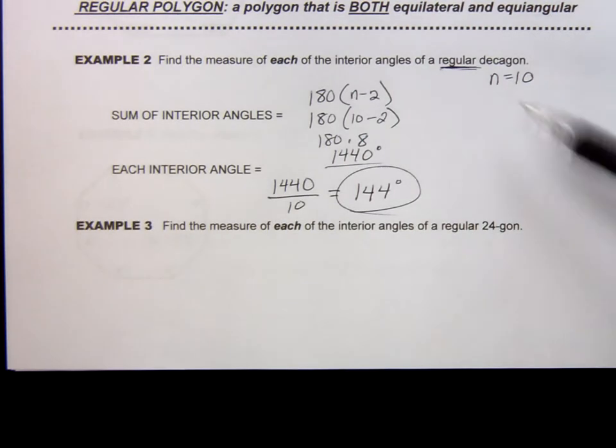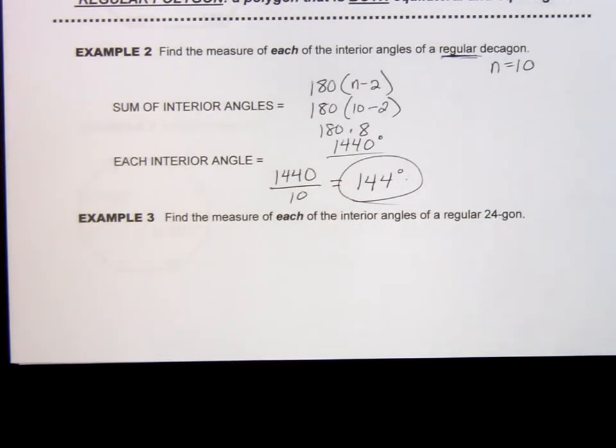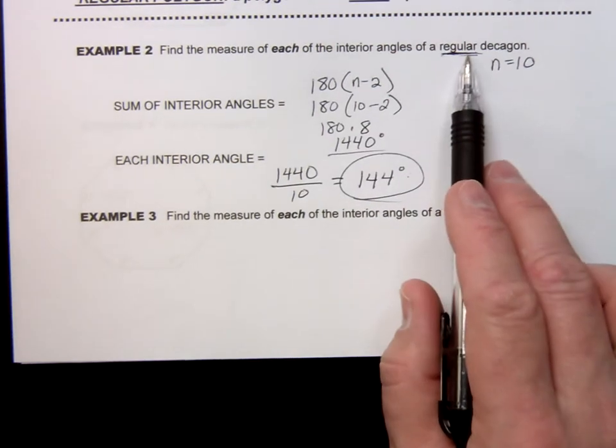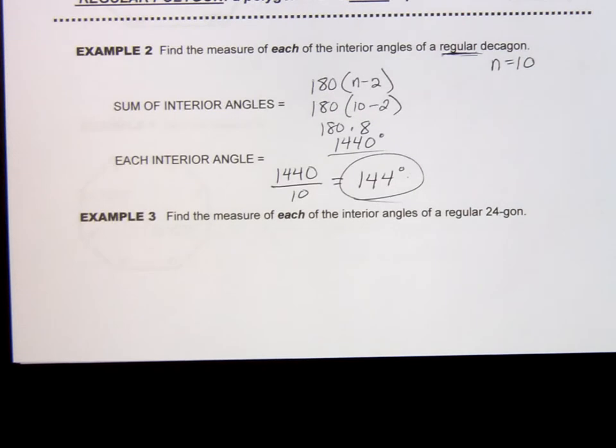Now you can only do this for regular polygons. If all the angles aren't congruent, then I might know what they add up to, but I wouldn't know what each individual angle is. But because all the angles are congruent, because this is a regular polygon, I can know what each individual angle is as well.